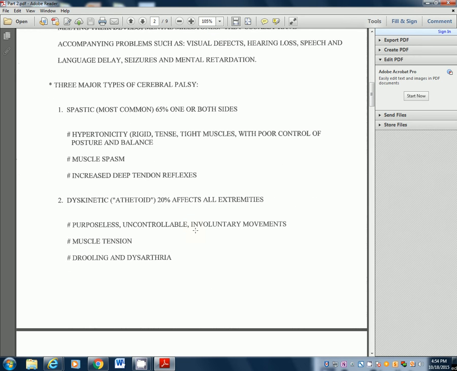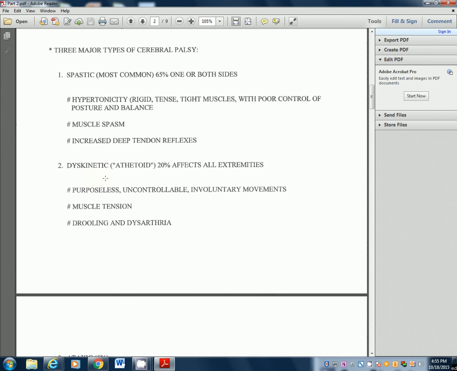The three major types of CP that are listed there is the spastic type, which is on page 1092. This is the most common. It occurs, actually, this one says about 65%. Your book even says up to 80%. It can affect one or it can affect both sides. They will have hypertonicity. That means they're very rigid, very tense, tight muscles, and poor control of posture and balance. They have some muscle spasms. They have increased deep tendon reflexes with impairment of fine and gross motor skills.